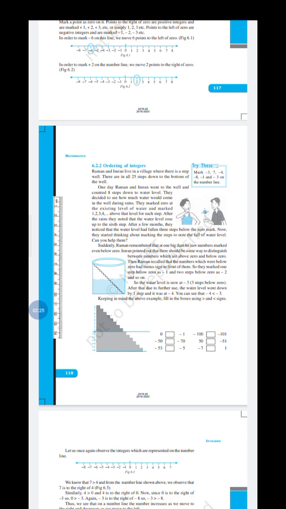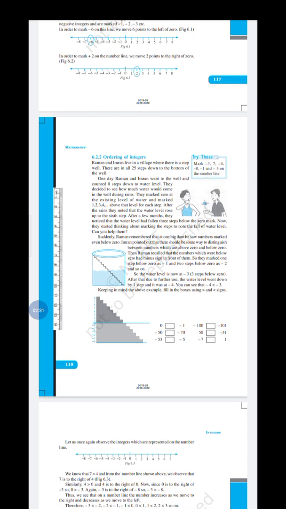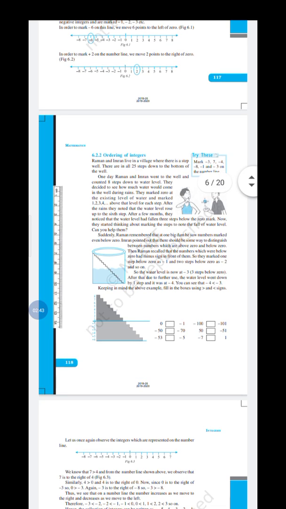One day Raman and Imran went to the well and counted 8 steps below the water level. They decided to see how much the water could rise in the well during the rain. In the rainy season, the level of the water will increase. They mark 0 at the existing level of water and mark 1, 2, 3, 4 above the level for each step.